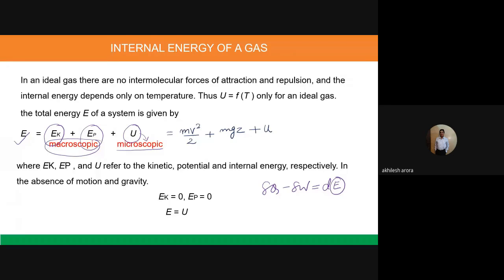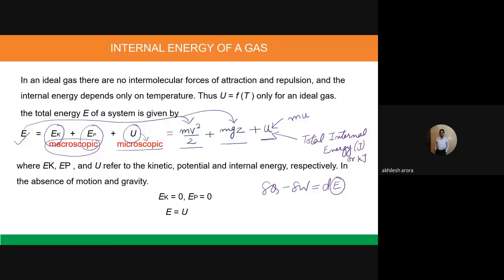But you should not worry. You should just remember that this E is actually equal to, this is the kinetic energy part which is given by mv square by 2. This is the potential energy part which is given by mgz, and this U is the internal energy. And I could have written this U as m into small u. When I have written it here as the capital U, it is total internal energy, and its unit is either joules or kilojoules.